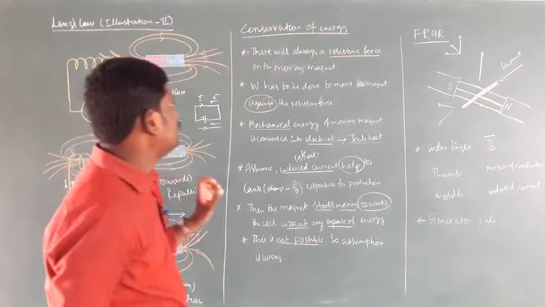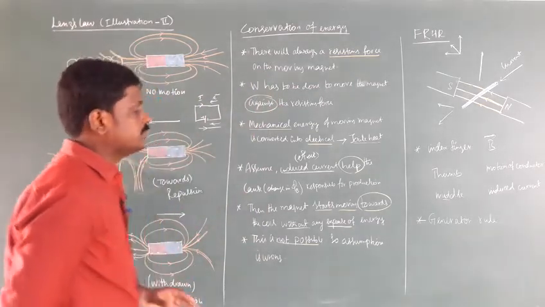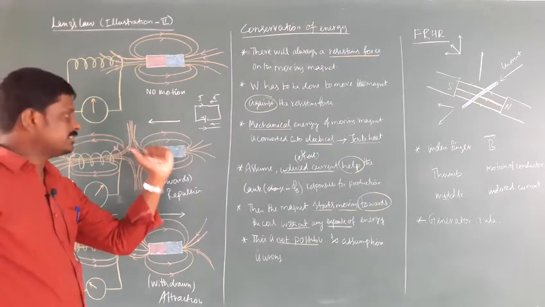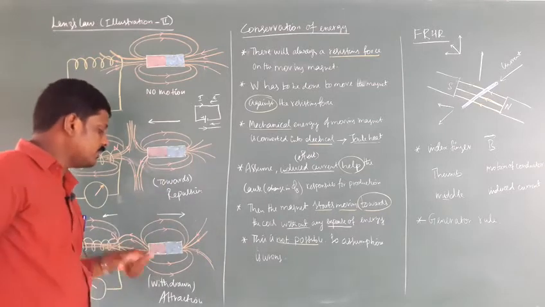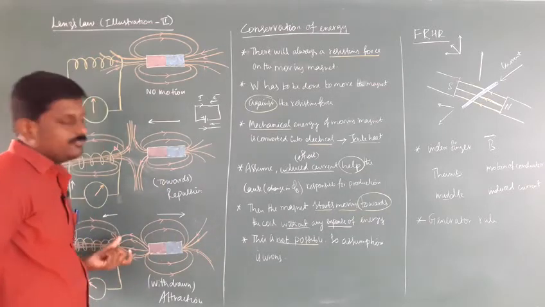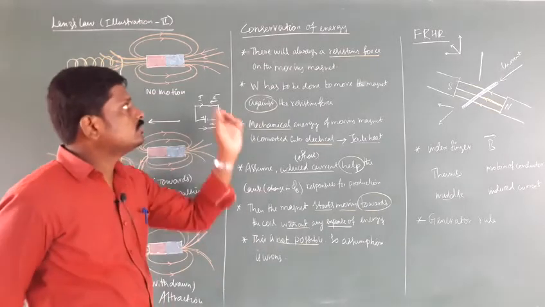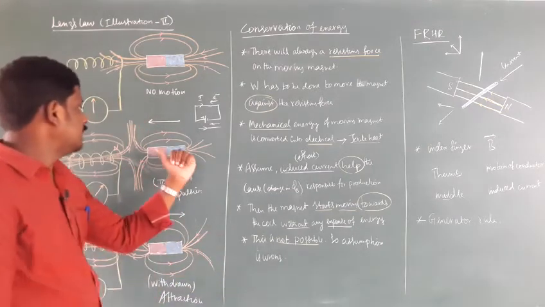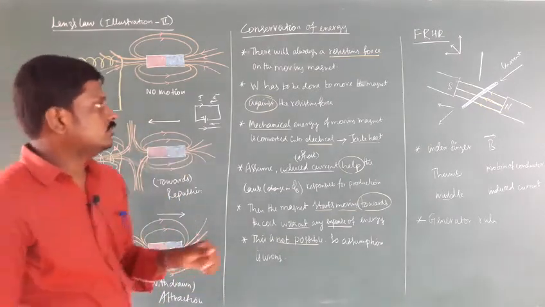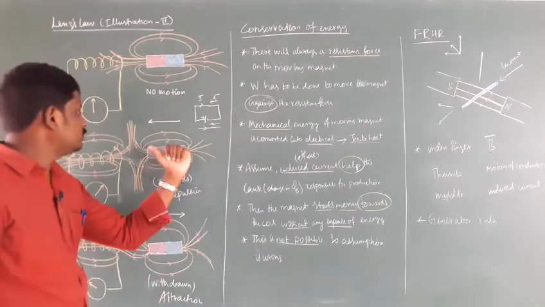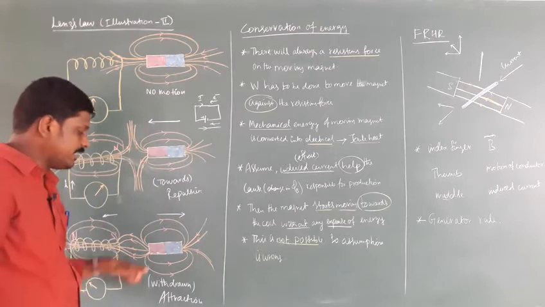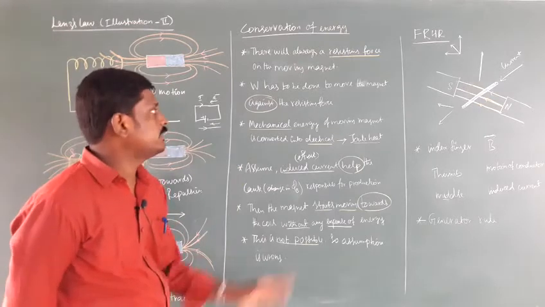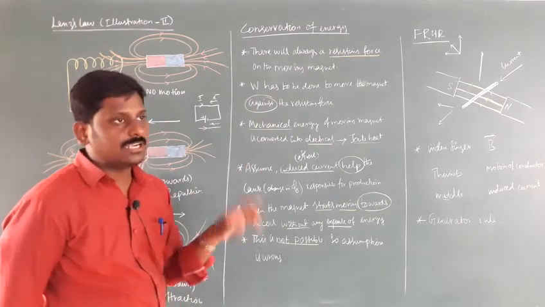Here, there is always a resisting force on a moving magnet. When a bar magnet moves towards the coil, there is a repulsive force, which is a resisting force. Again, when the bar magnet moves away from the coil, there is an attractive force, which is also a resisting force. So there is always a resisting force on the moving magnet. Some work must be done to move the magnet towards the coil against the resistive force. I move towards the coil against the repulsive force, and again I withdraw the magnet against the attractive force. So some work is done to move the magnet against the resistive force.